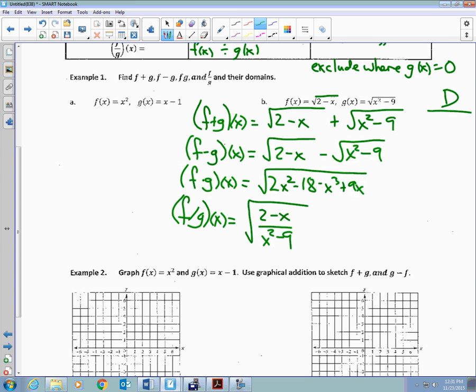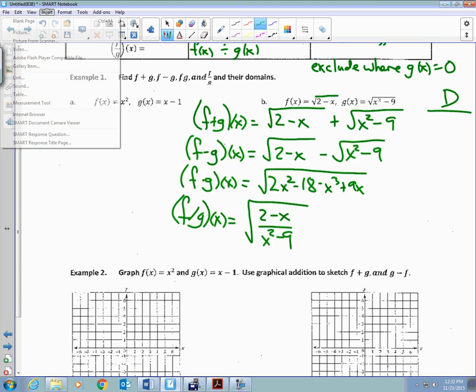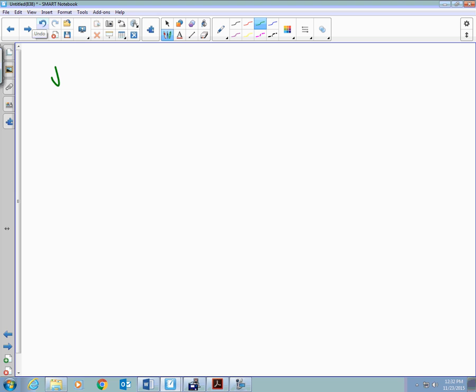Okay, so now we need to consider the domains, and then we'll be done. These domains are a little bit trickier, and I'm going to need some scratch space to work. So the square root of 2 minus x, the square root of x squared minus 9. How do I find the domains of these two functions? Greater than or equal to 0. I cannot take the square root of a negative number, so I force the inside to be positive.